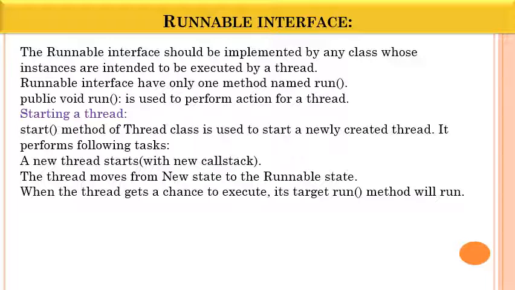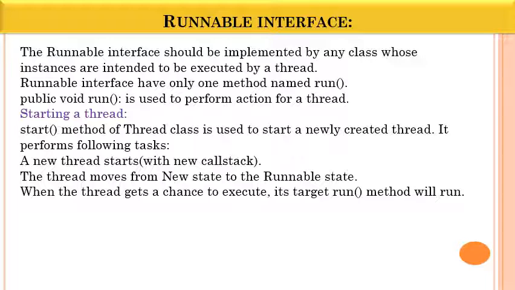How to start a thread? The start method of the thread is used for starting a newly created thread. It performs the following tasks. What are the tasks? First, a new thread will get started with a new call stack, and the thread moves from the new state to the runnable state. The new state is the newborn state, and it moves the thread towards the runnable state.